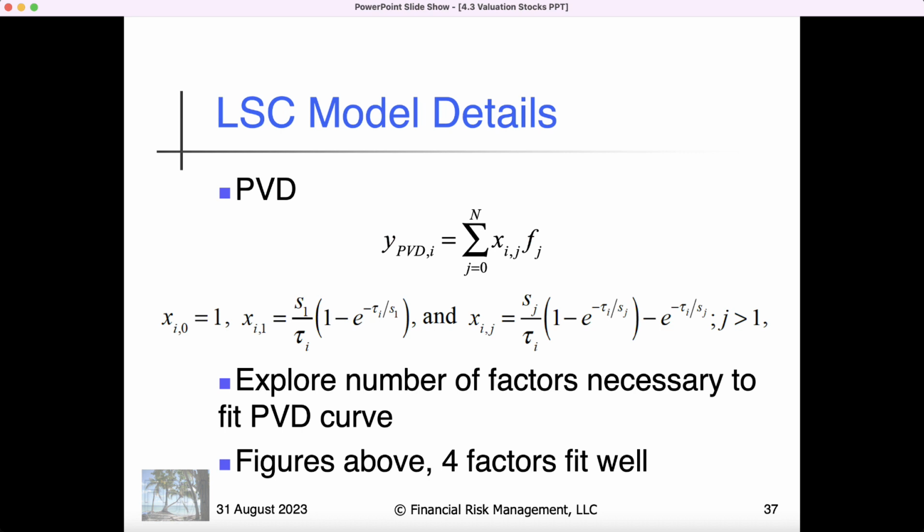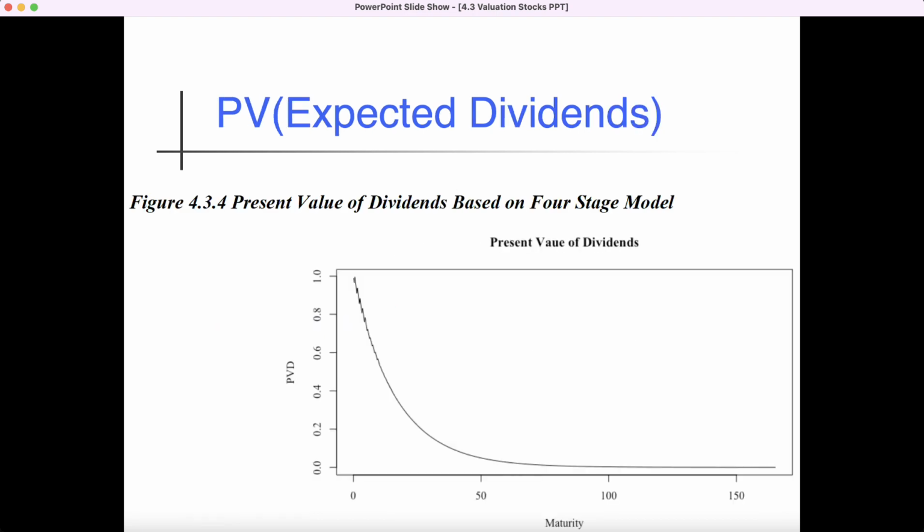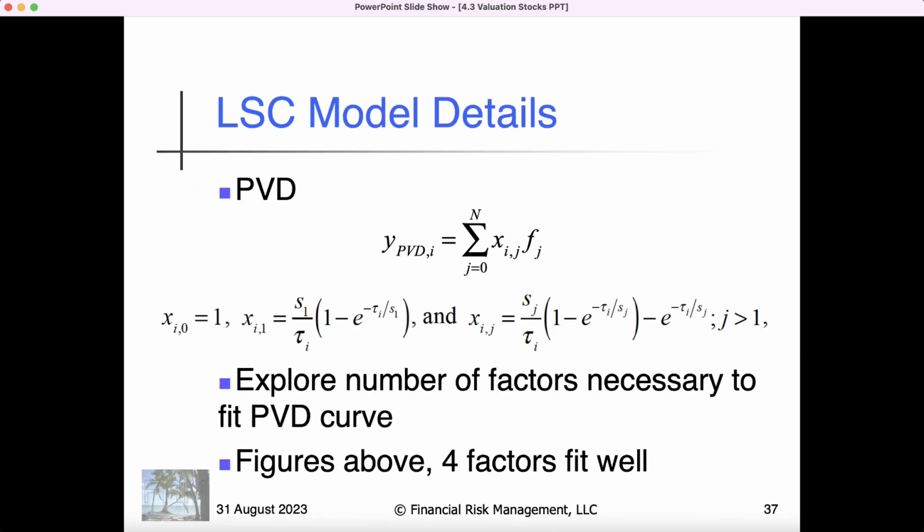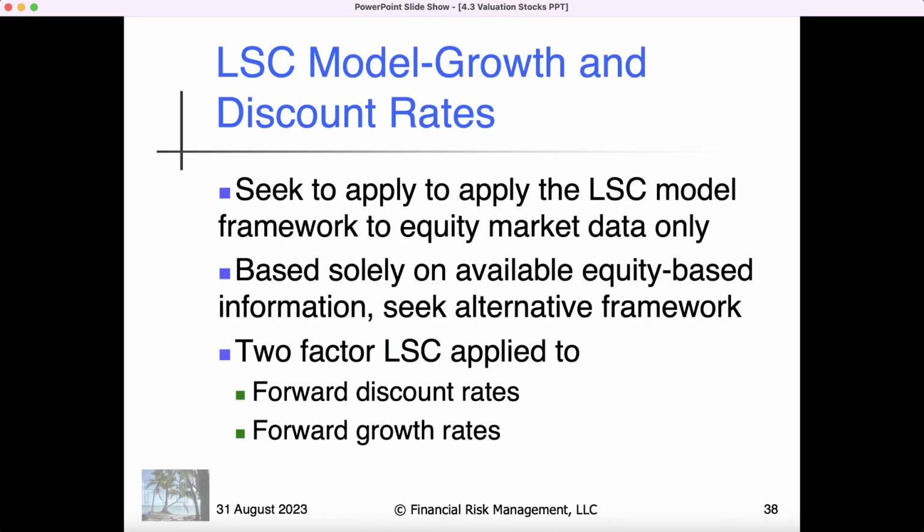If we wanted to apply the LSC model, what we conclude to fit the present value curve is that a four-factor model fits very well, and you can't really distinguish between the two. So going forward, if I'm trying to model the risk related to this particular stock, I can use a simple four-stage model, or even a two-stage model if it's adequate for the objectives that we have at hand.